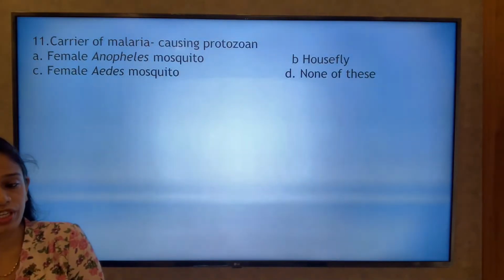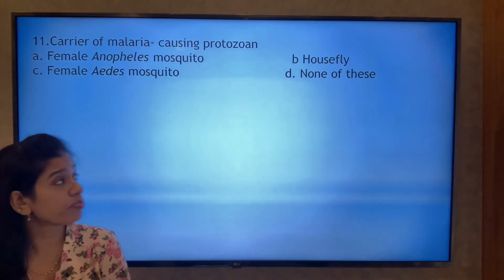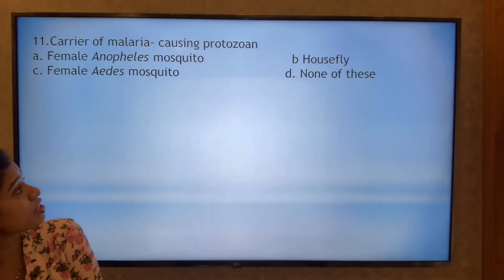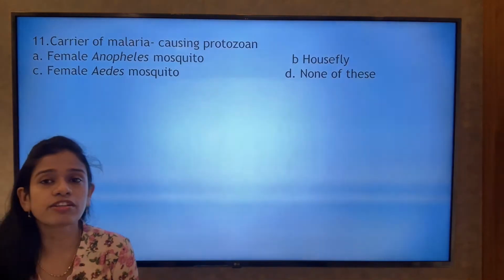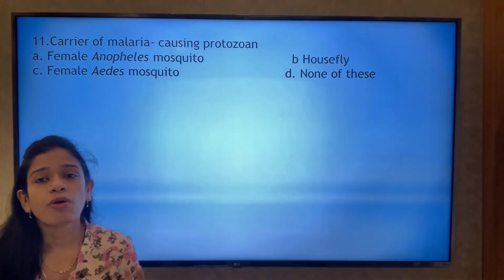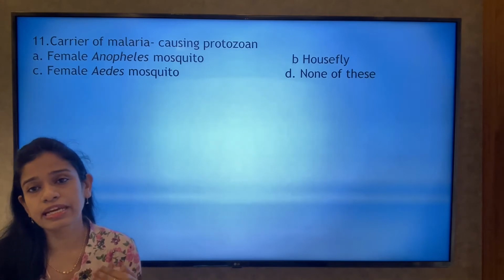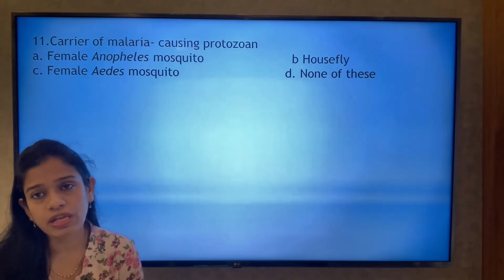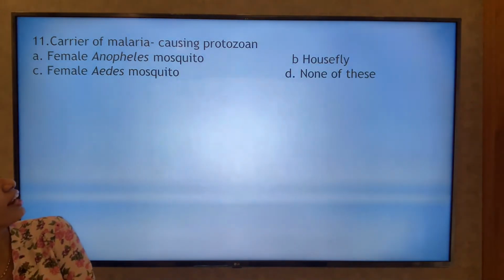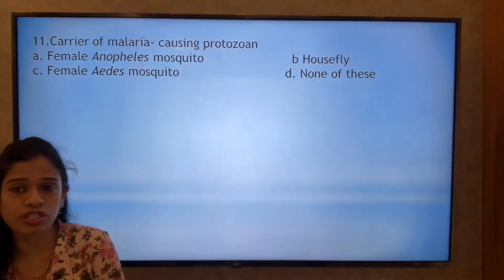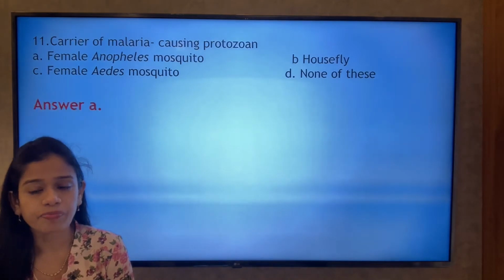So the next question, carrier of malaria causing protozoan is female Anopheles mosquito, housefly, or female Aedes mosquito, or none of these. So these are the four options which will tell us who is the carrier of this malarial disease caused by the protozoa. So the correct answer is female Anopheles mosquito, or option A.